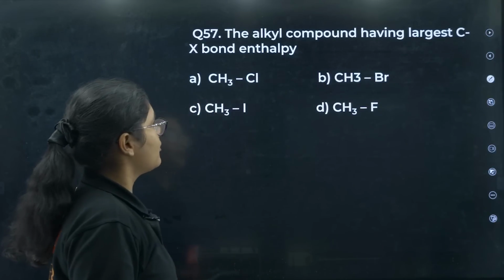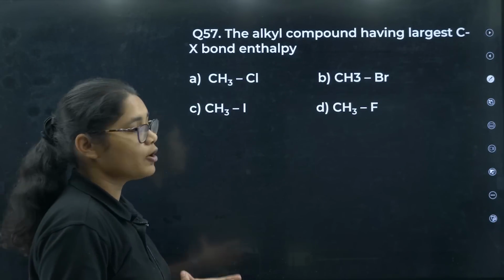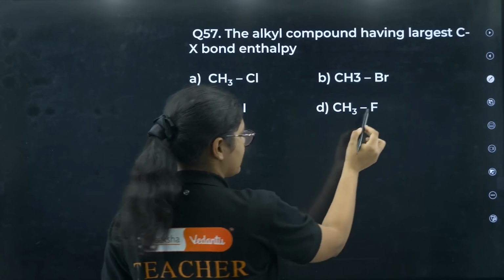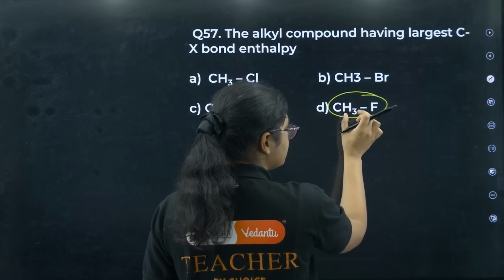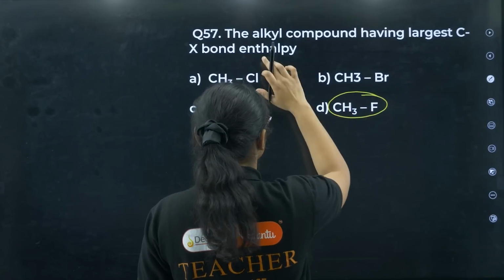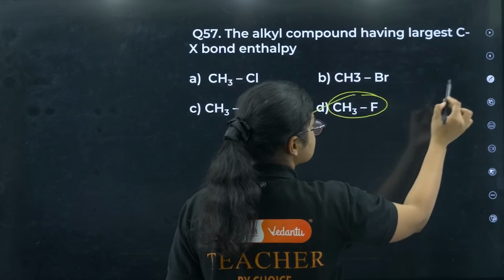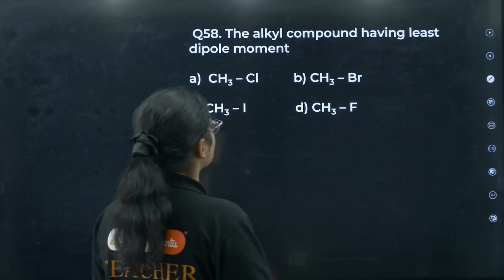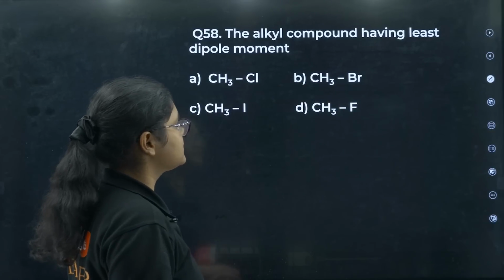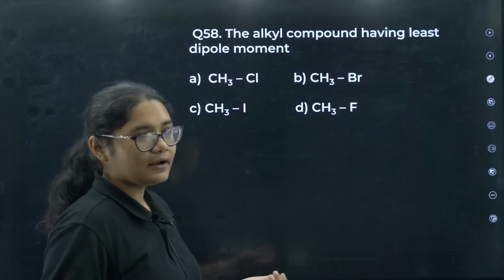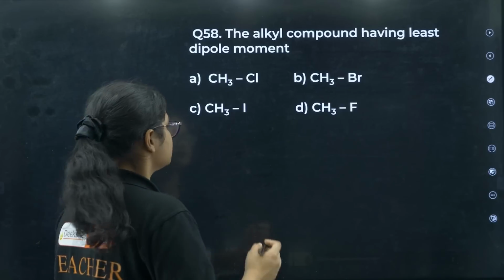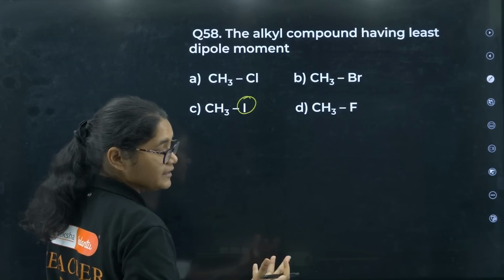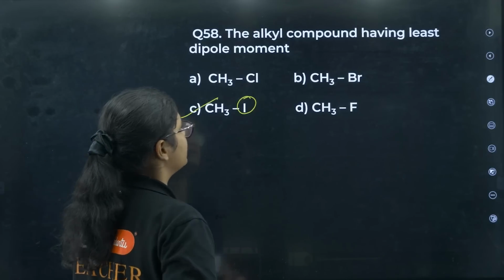Next, the alkyl compound having the largest CX bond enthalpy. So where the bond strength will be highest. If bond length will be smallest, bond strength will be highest, so bond enthalpy will be highest. So that is why option number D here. The alkyl compound having least dipole moment. Dipole moment again depends on what? The charge, the electronegativity. So here the electronegativity is the least one, charge is less, so dipole moment is least here.